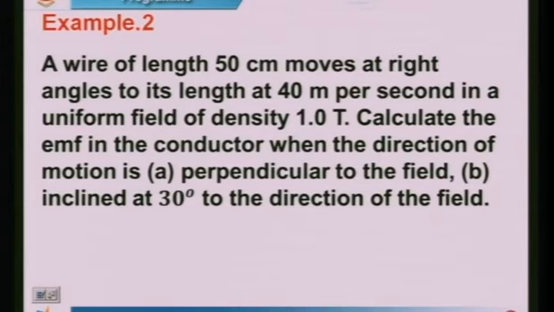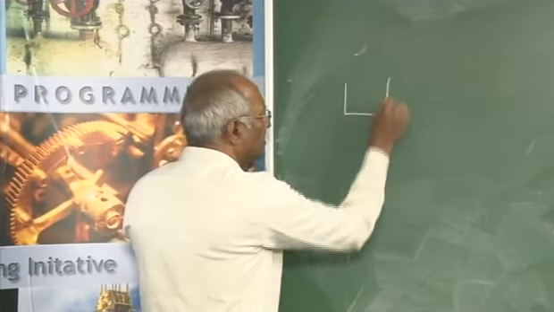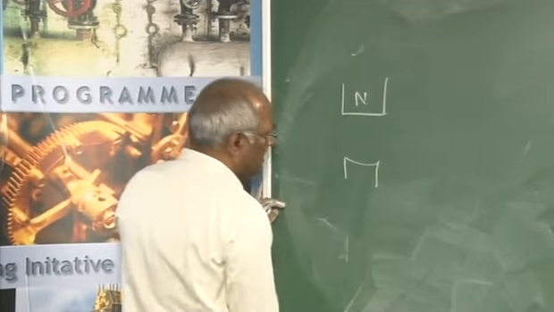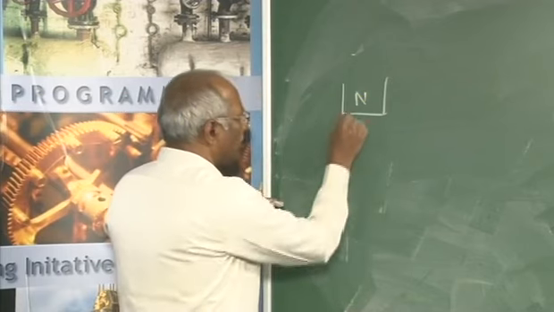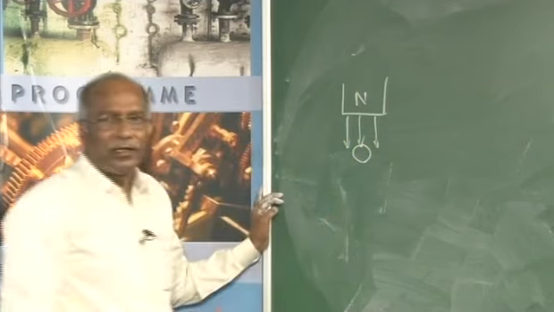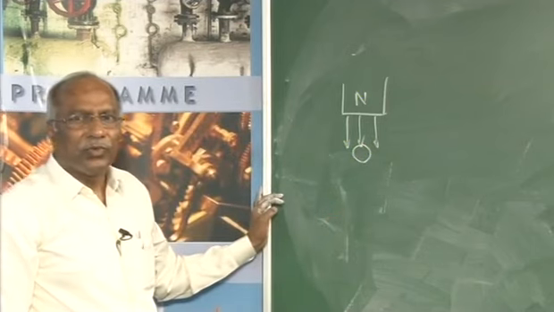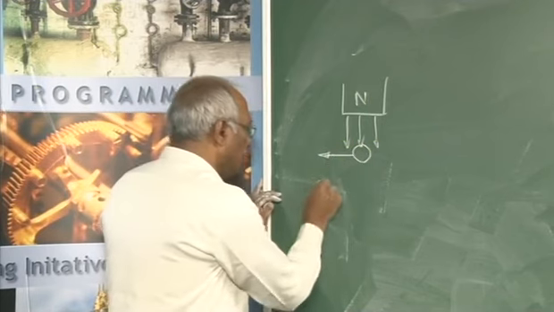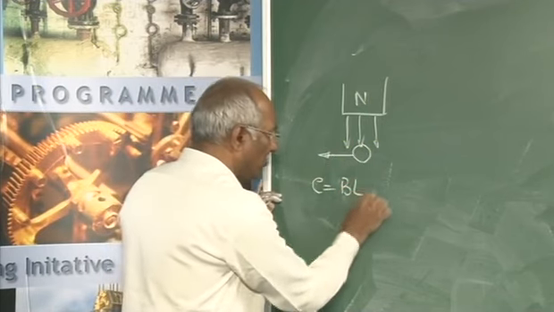So, converting the sentences into a sketch will give a better idea. This is the north pole, this is the south pole, or you can just ignore the other one. This is the flux, and this is the conductor moving perpendicular to the field, that is this. Therefore, the induced EMF is obviously equal to BLV.